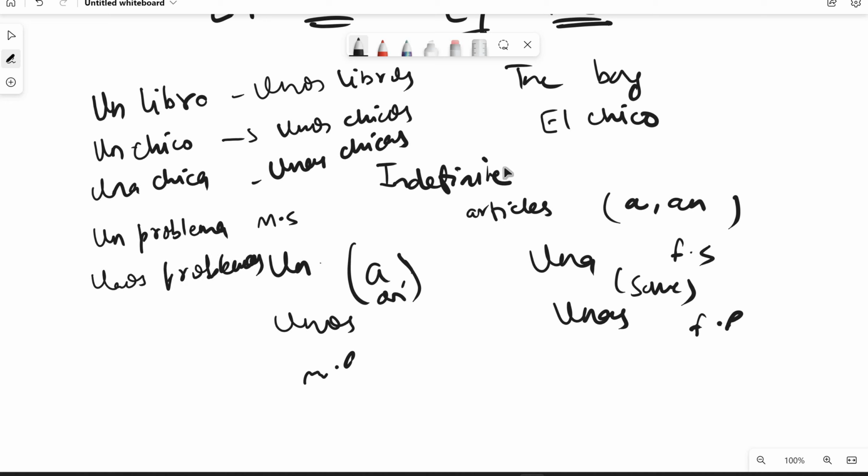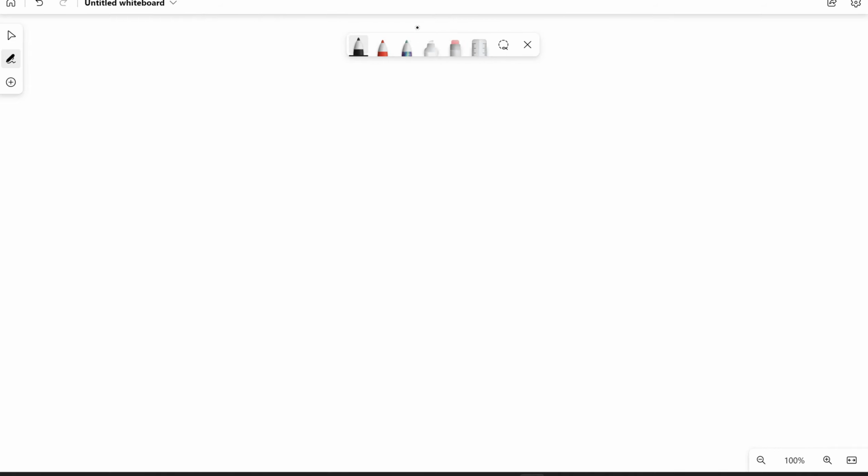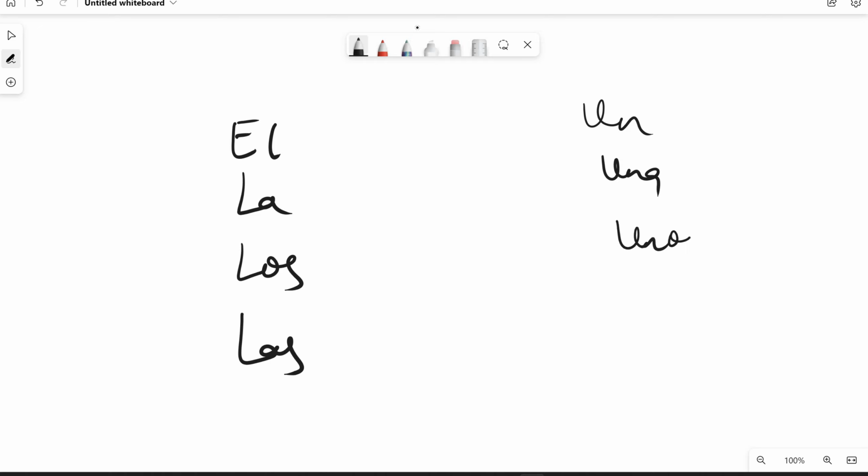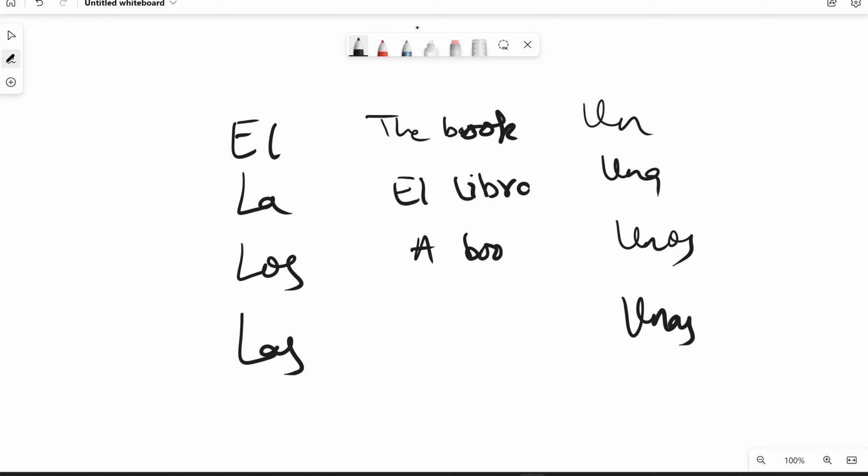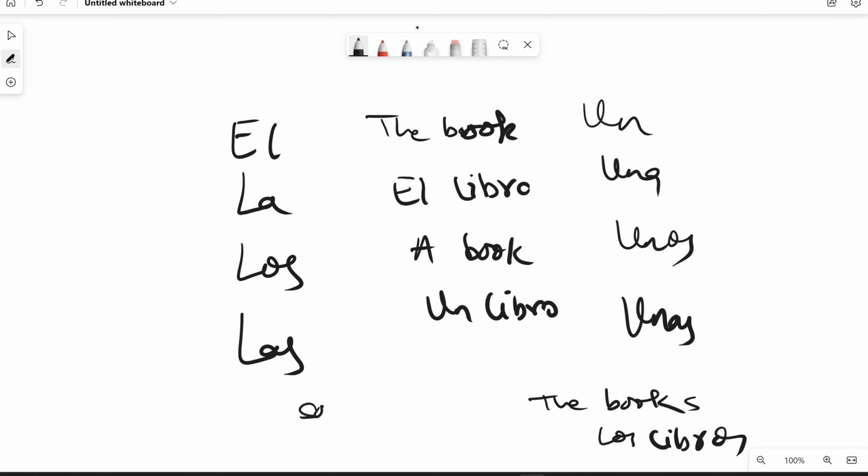So your definite articles are el, la, los, las, and your indefinite articles are un, una, unos, unas, right? So if I wanted to say the book, el libro. If I wanted to say a book, un libro. If I wanted to say the books, los libros. If I wanted to say some books, unos libros.